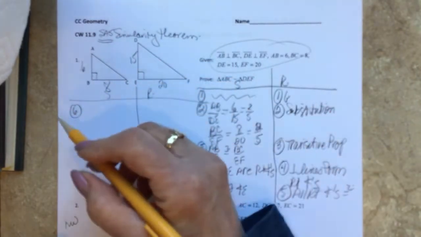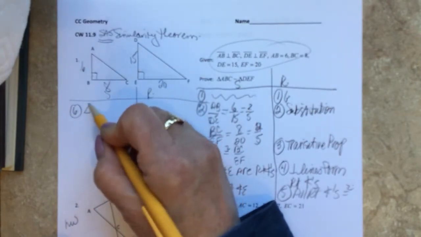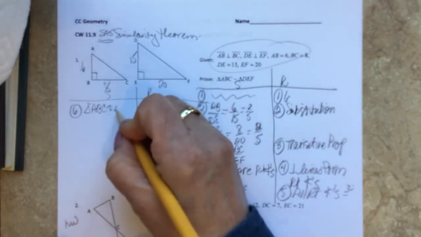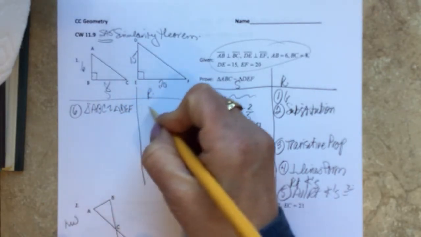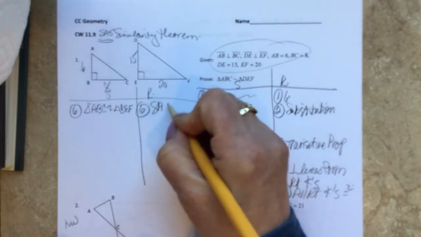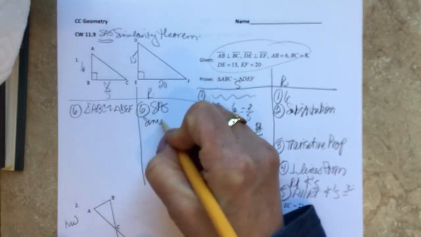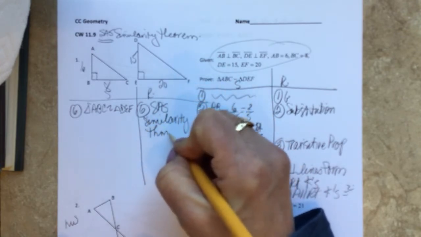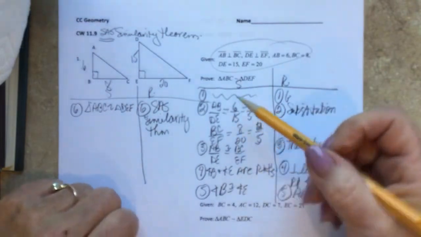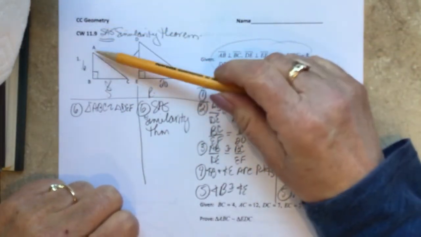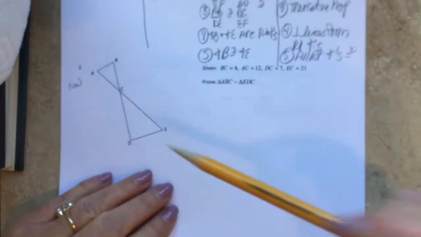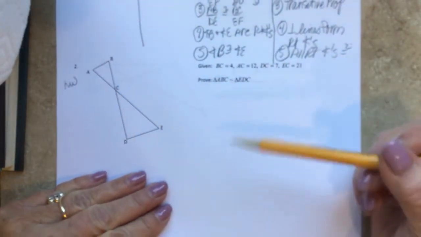All right, and number 6, I'm going to say that the triangles are similar. So triangle ABC is similar to triangle DEF. And that's by the side angle side similarity theorem. Okay, so the only trick to this is you have to make sure that it's two pairs of sides and the included angle. All right, so you're going to do number 2 for homework, please.